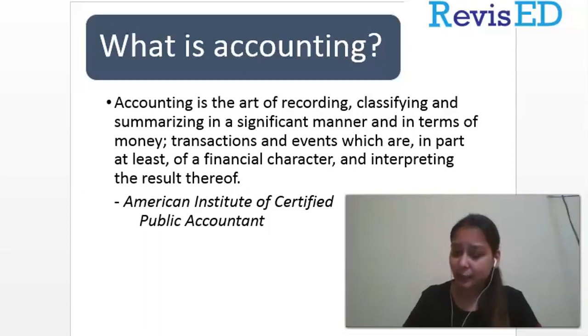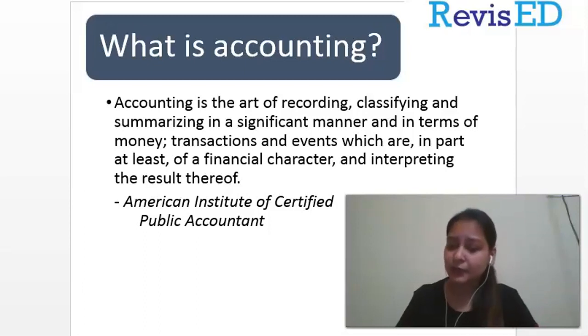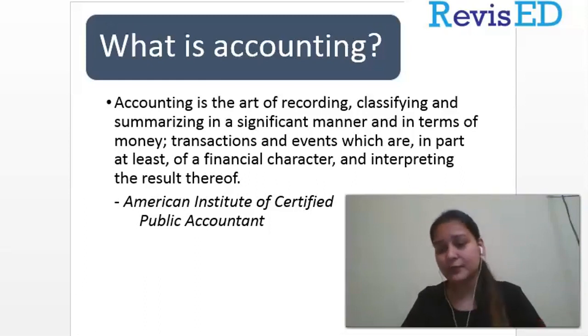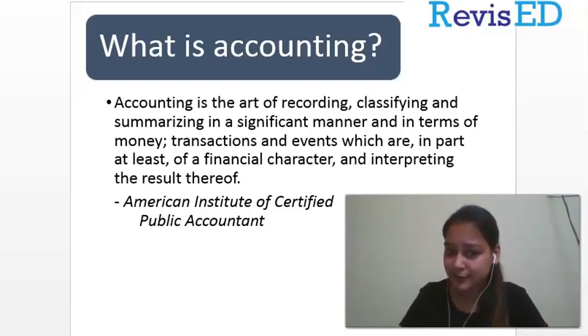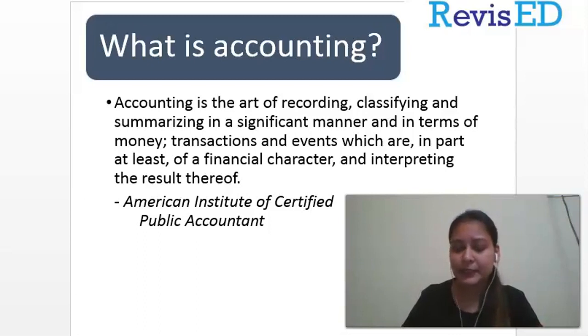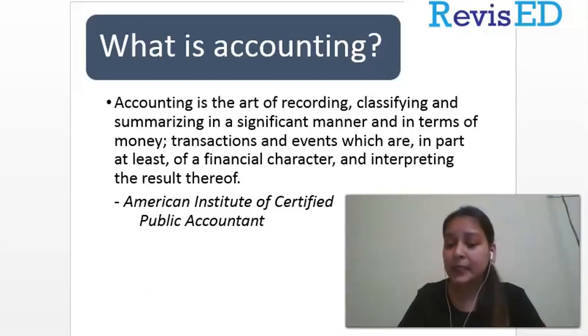But yes, accounting is not only limited to recording. There are various other things that we do in accounting, so that is what we are going to discuss in detail. See, accounting is the art of recording. Yes, first thing is recording, very simple. That means you are writing it somewhere. Okay, classifying. What is the meaning of classification? Classifying means dividing the items on the basis of some criteria.